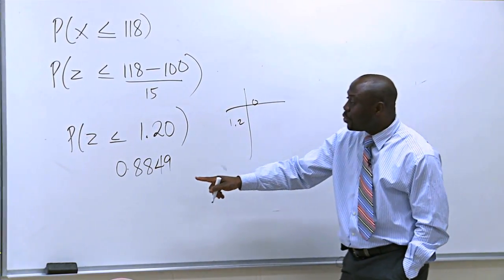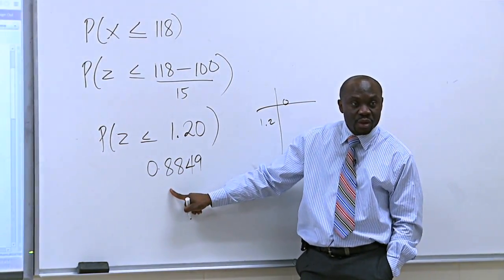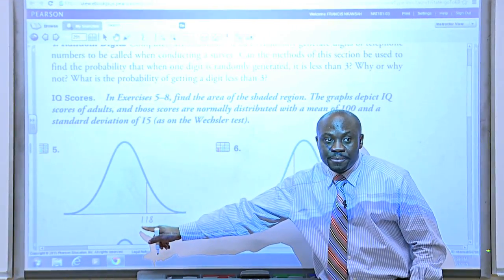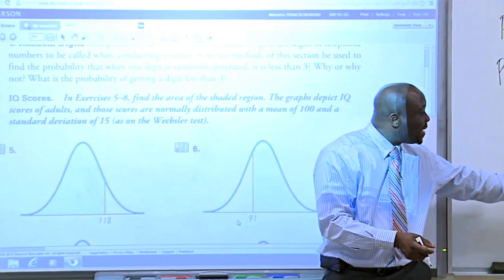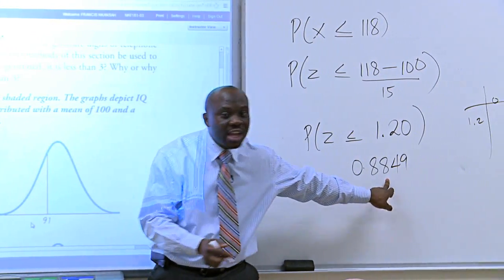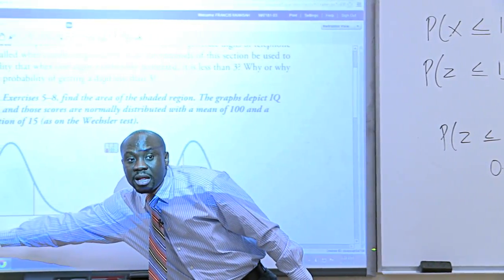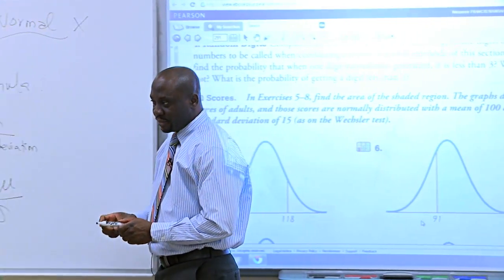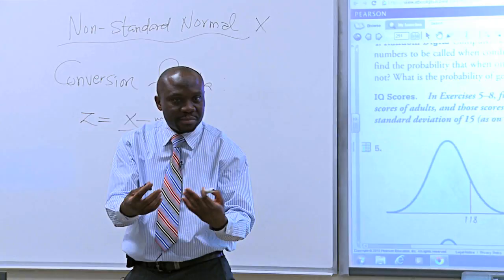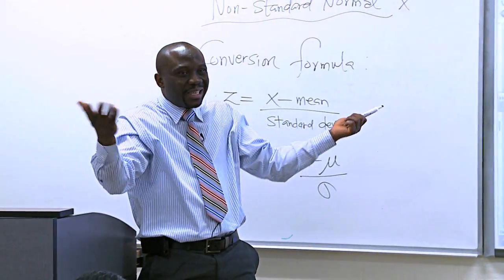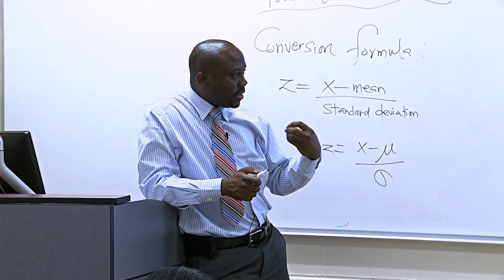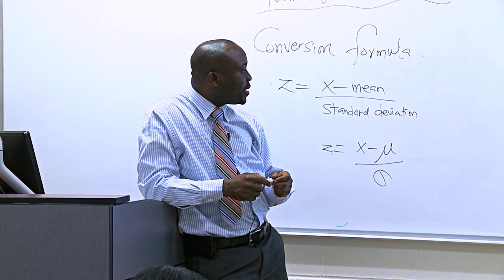And this is how you interpret this. Remember, this is about adult IQ, right? So what we're saying is about 88% of adult IQs are less than that. Now because we add in flesh, because first it was just Z. What is Z? Who cares? But now that we add in a little bit of the non-standard, it's now becoming more understandable.